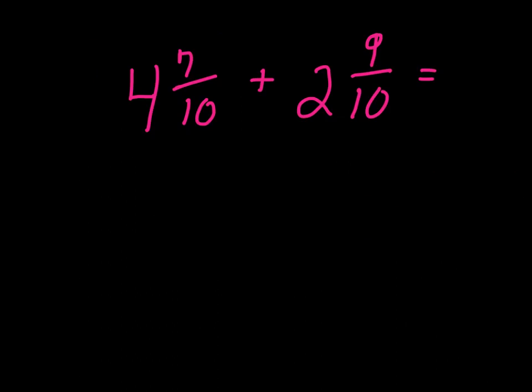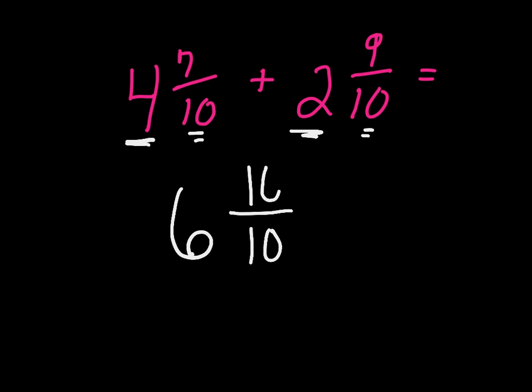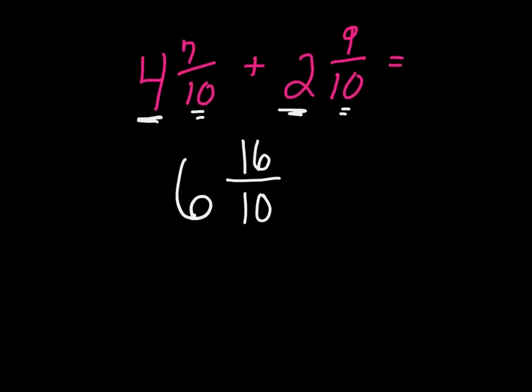4 7/10 plus 2 9/10. Well, let's look at our wholes. We have 4 and we have a 2, and we're going to add them up and get 6 wholes. Our denominator doesn't change because they are alike, so we keep that the same. 7 plus 9 is 16. So we have a mixed number of 6 16/10.